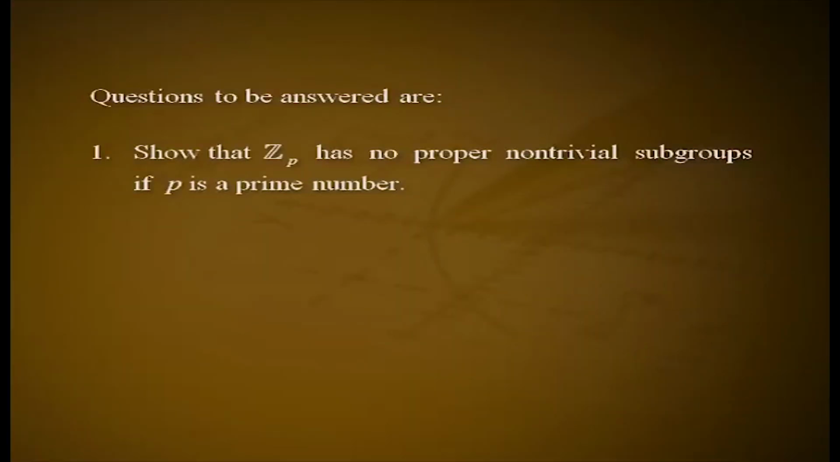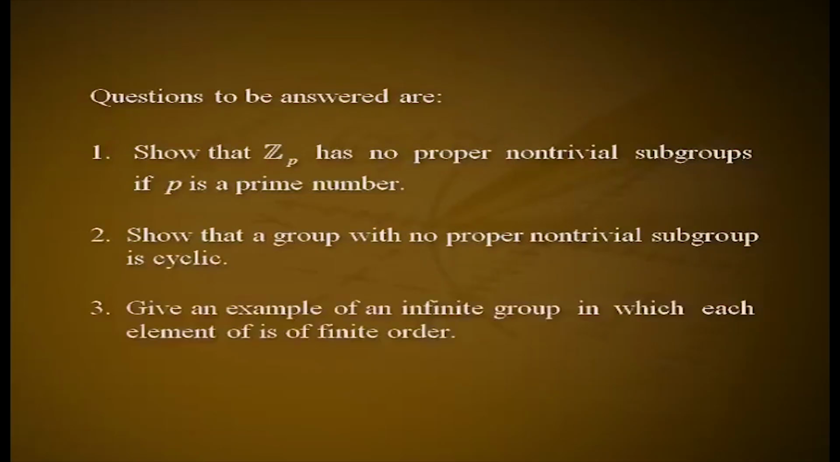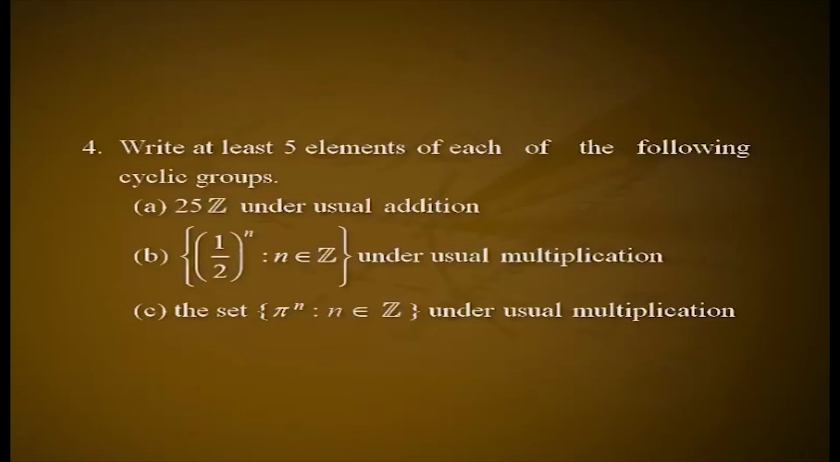Now, try to answer the following questions. 1. Show that Z_p has no proper non-trivial subgroups if p is a prime number. 2. Show that a group with no proper non-trivial subgroup is cyclic. 3. Give an example of an infinite group in which each element is of finite order. 4. Write at least 5 elements of each of the following cyclic groups.